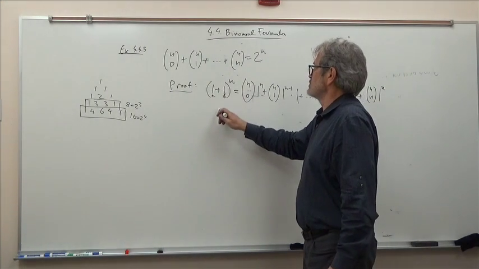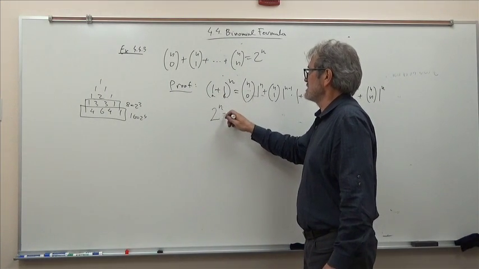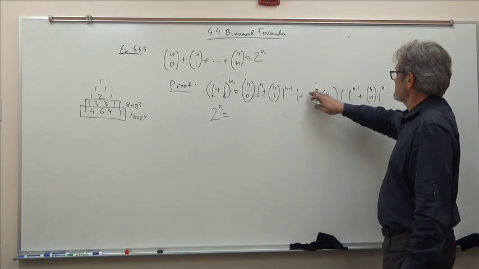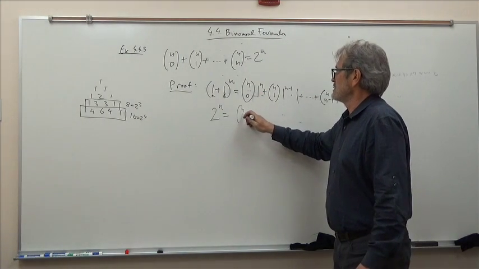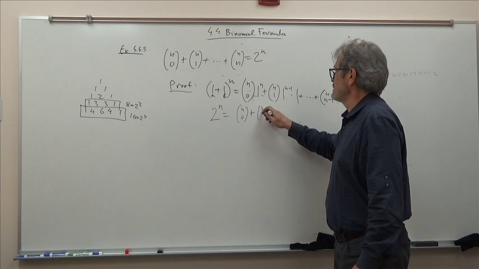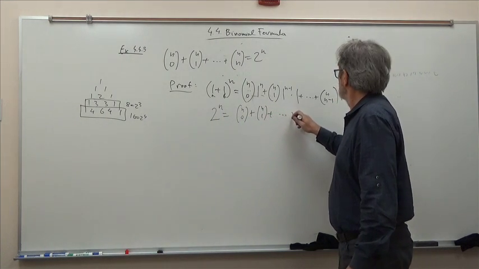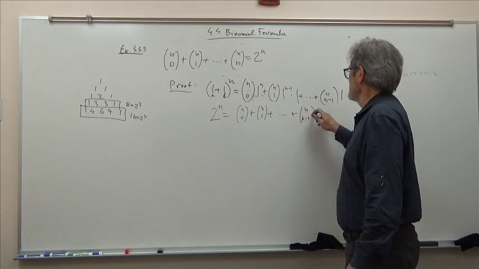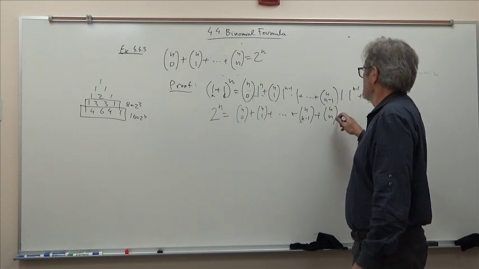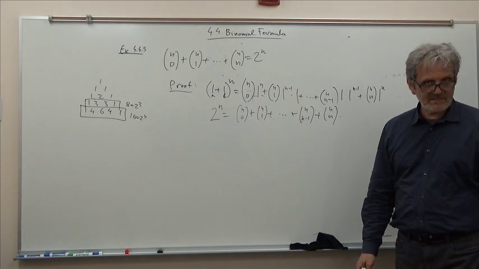1 and 1 is 2, so on the left side I'll get 2 to the n. Who do I get on the right side? Since both a and b are 1, the only thing left are binomial coefficients. So I exactly get what we have there. Here it is. Very simple identity.